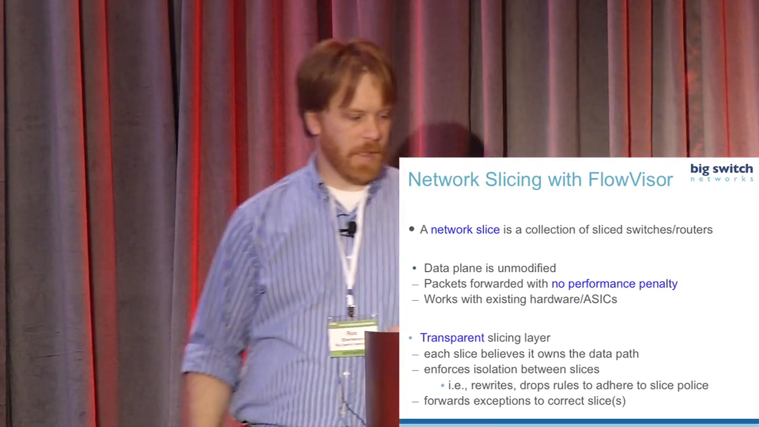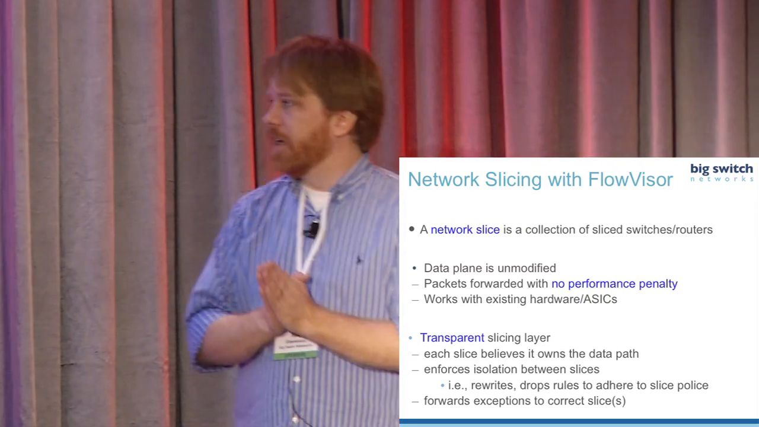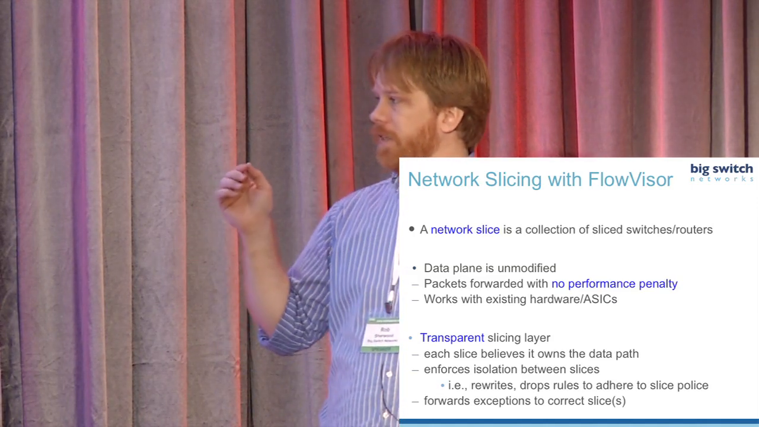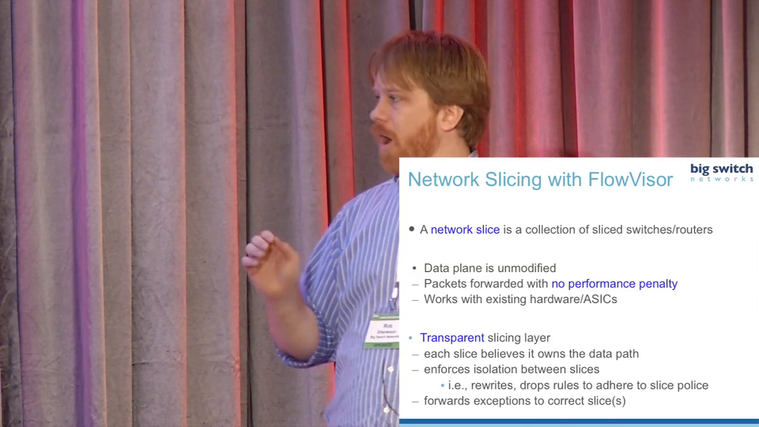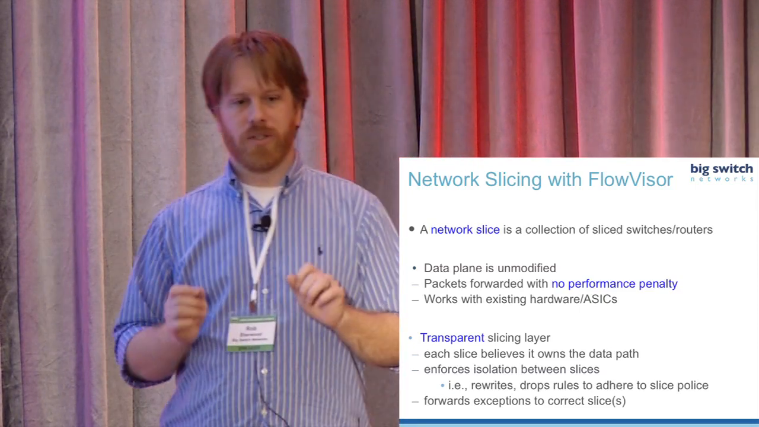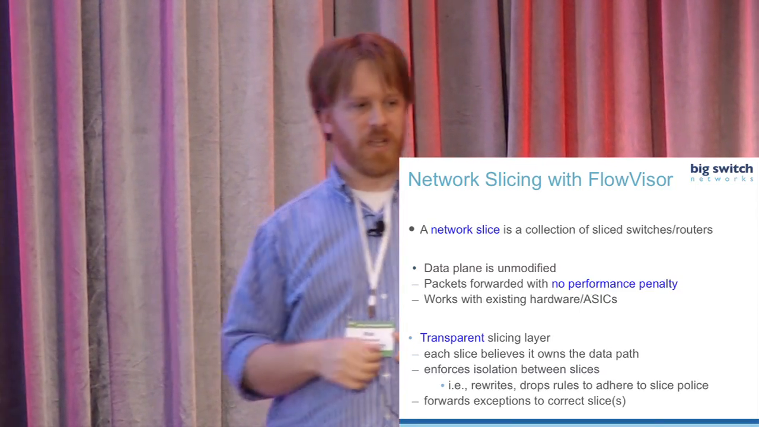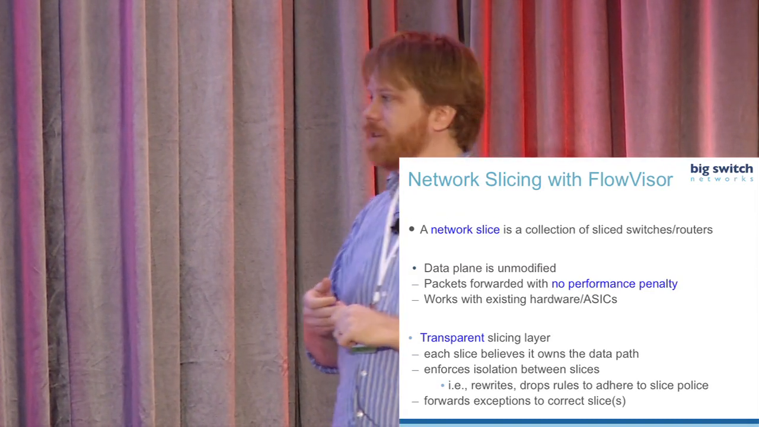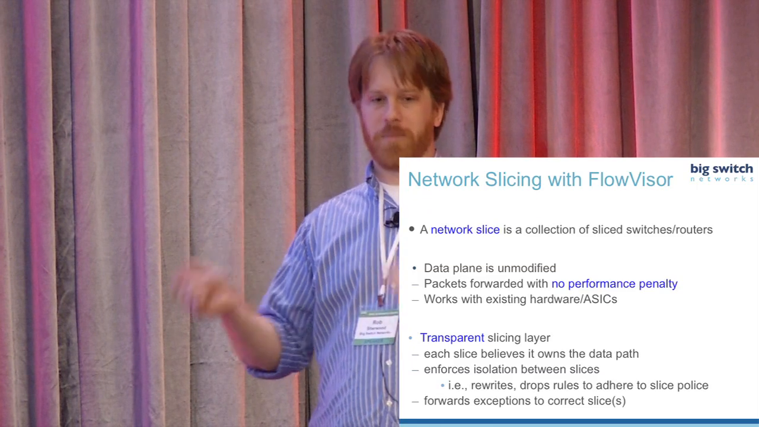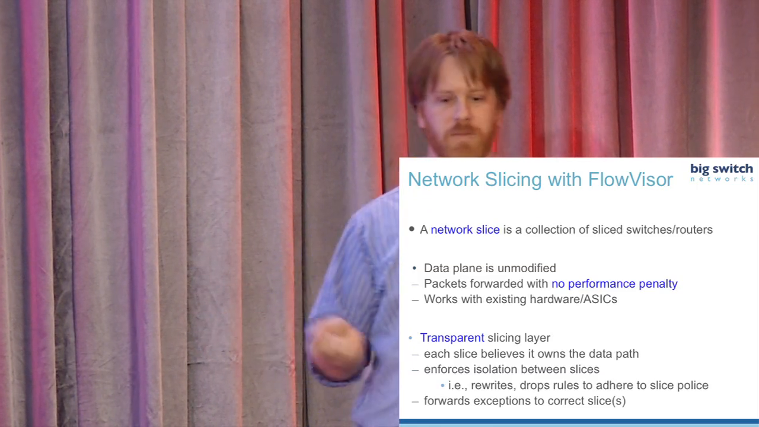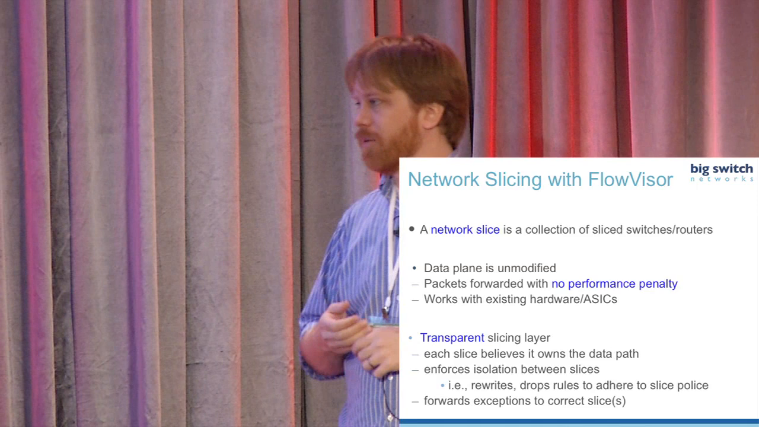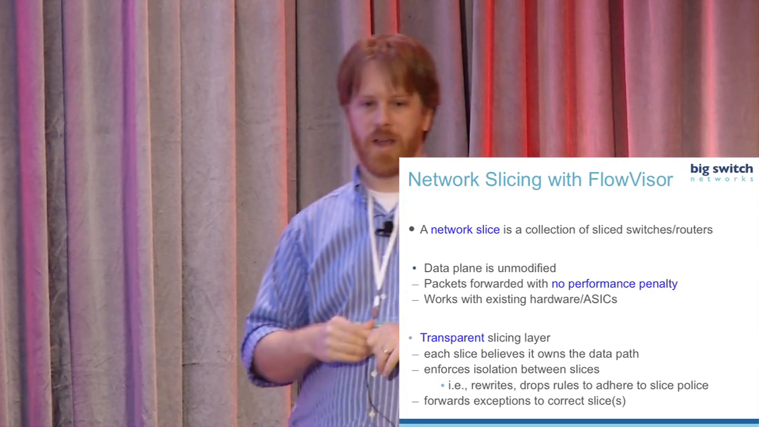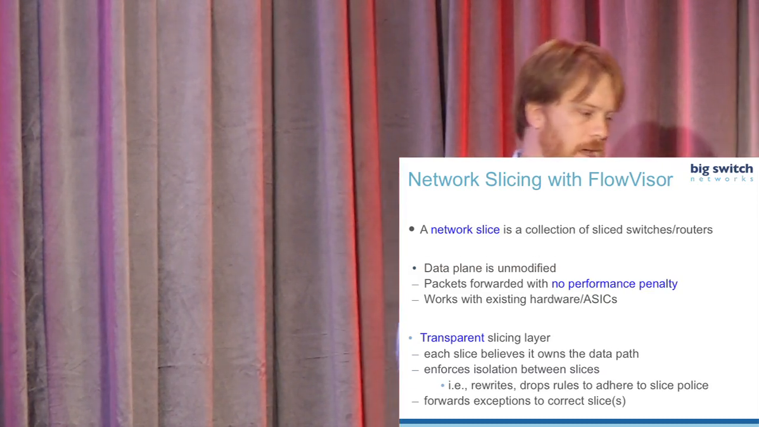But the idea is a network slice is a coherent collection of resources in the network. The data plane is totally unmodified. All we're going to do is intercept control plane messages. And as you can guess, this is heavily dependent on OpenFlow. Some of the critical properties of the system is that there's no forwarding plane performance penalty by using FlowVisor. And this actually works. It's deployed, and if your boxes support OpenFlow, you can run FlowVisor and have this work in your real production networks.